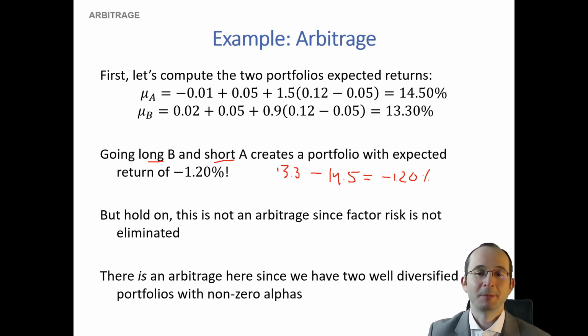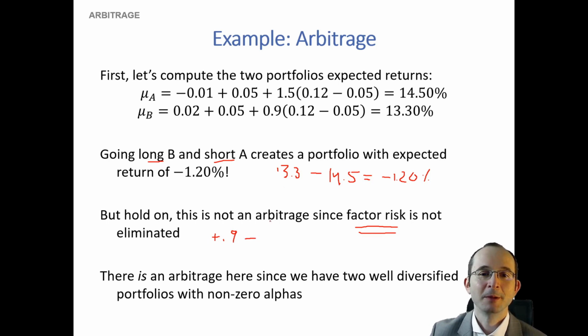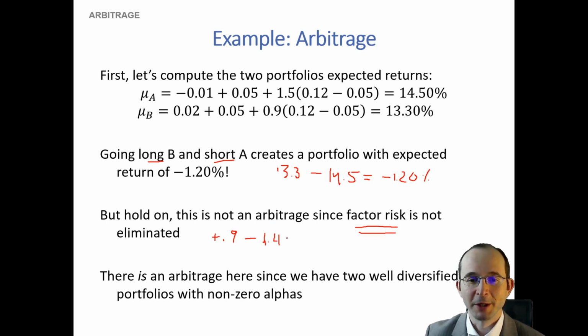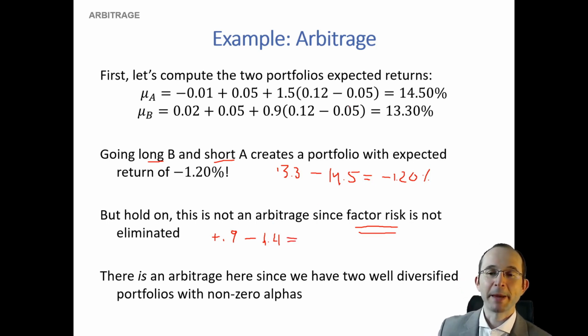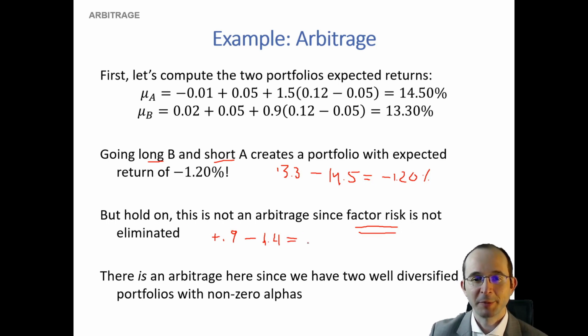But also, this isn't even an arbitrage trade since we actually haven't eliminated our macro factor risk. Why haven't we? Well, remember, we go long one share of B, so our portfolio beta is going to be plus 0.9, and we go short one share of A, so our portfolio beta is also going to be minus 1. I think it's actually 1.4 in the prior slide, but 1.4 or 1.5, if we take the beta of the portfolio, that's actually going to be a negative beta, not 0.